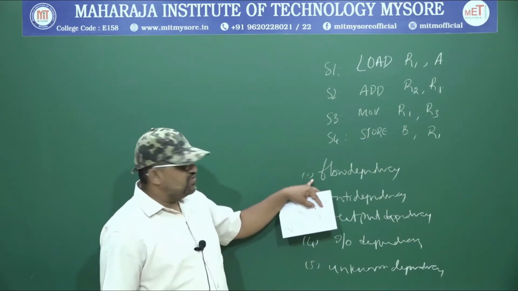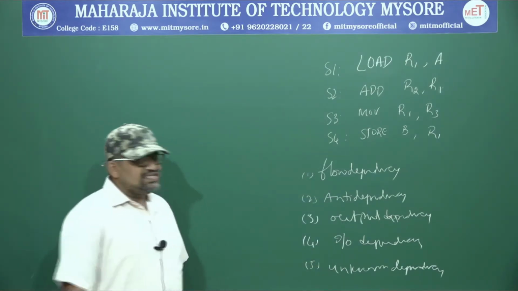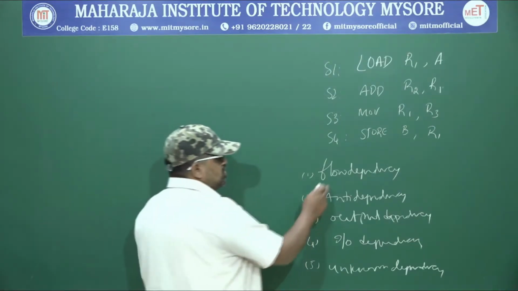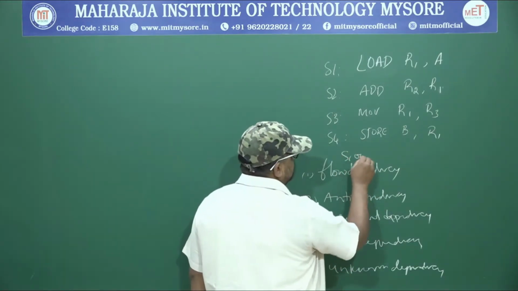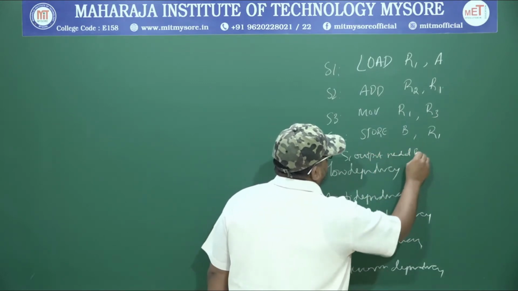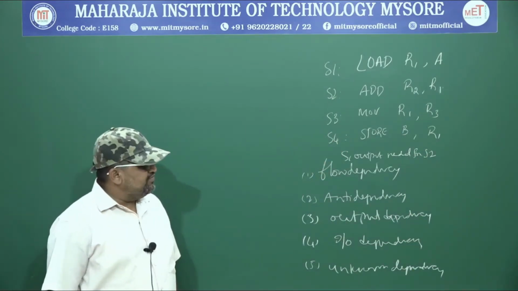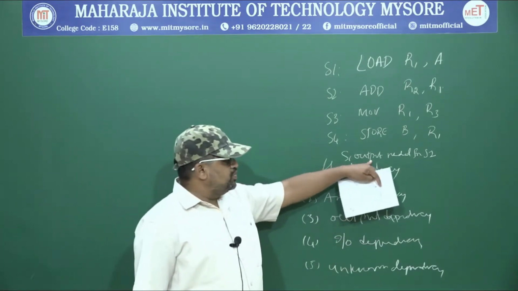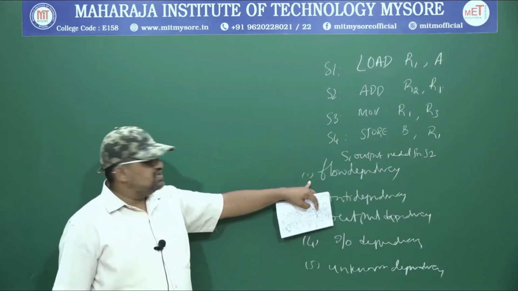Now how do you define flow dependency? I would simply say if the next statement needs the results of the previous statement, I am going to call it a flow dependency. For example, if S1 and S2 statements are in sequence, and if S1 output is needed for execution of S2, then such a case we are going to call flow dependency.